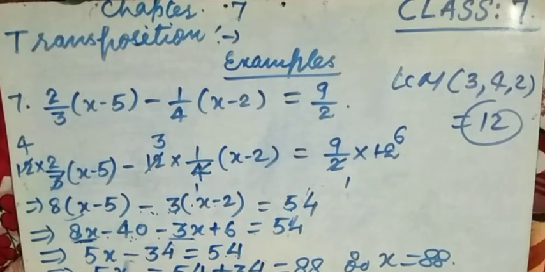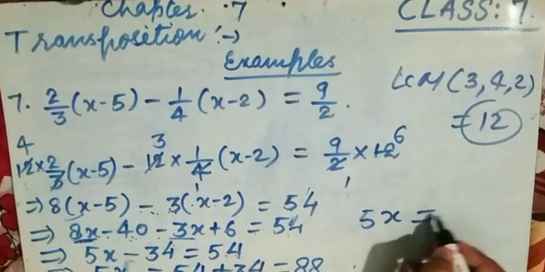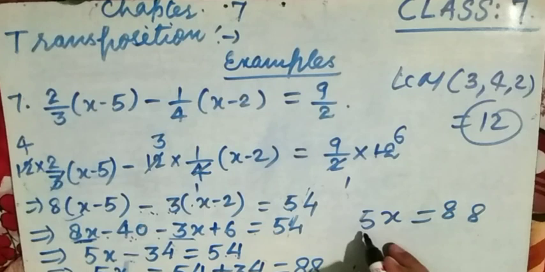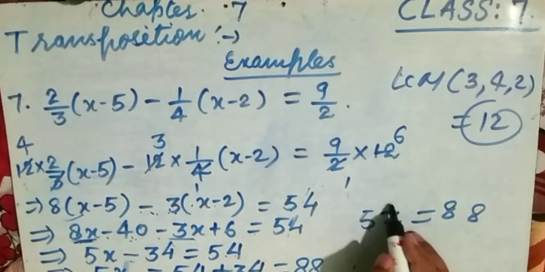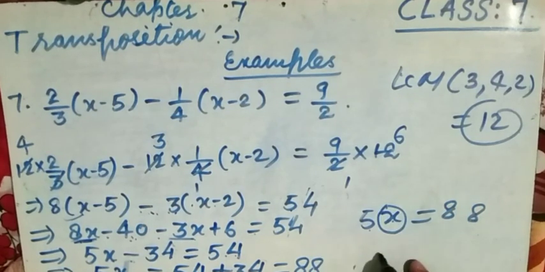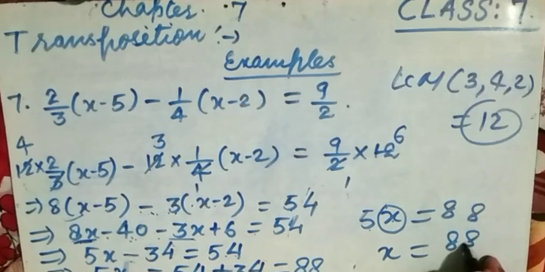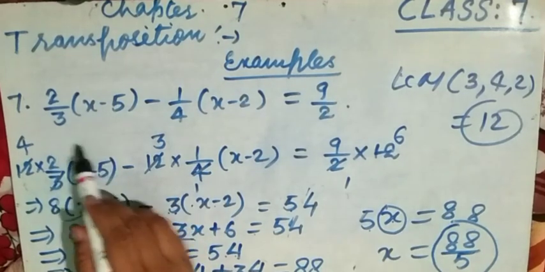If you transpose this from left to right, it means change the sign. Here the minus becomes plus 34. Now add 54 plus 34, that is 88. Hence we can say 5x is equal to 88. So here is 5 multiplied by x, and we have to find the value of x. That means x is equal to 88 divided by 5. Okay, this is the solution of this equation.